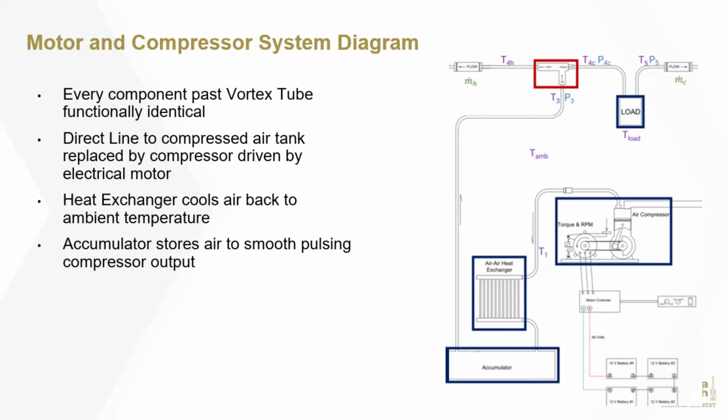During the second week of testing, every component past the vortex tube is functionally identical, but we add a compressor driven by an electric motor. The heat exchanger cools air back to ambient temperature, and the accumulator stores the air to smooth the pulsing from the compressor output.